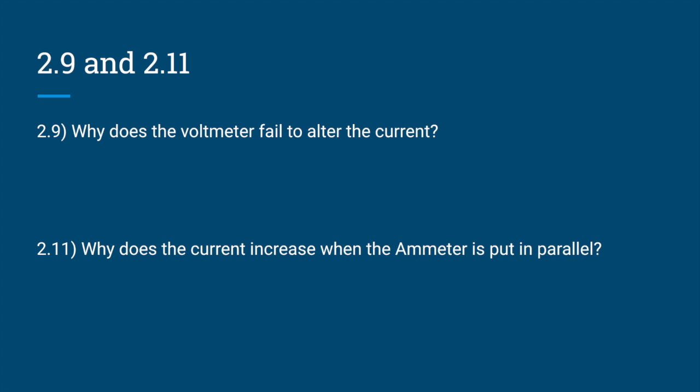And why does the current increase when the ammeter is put in parallel? It's because you're altering the equivalent resistance of the circuit. By putting that in parallel, you're changing how that resistor is coming into touch with the other resistor, which in turn affects the total resistance of the circuit.